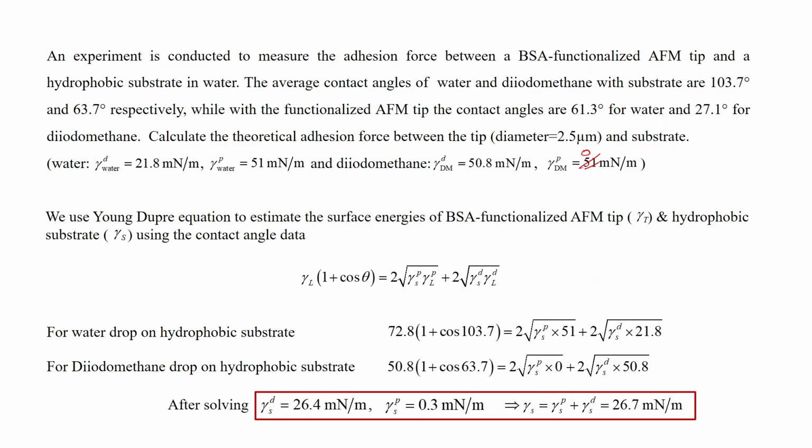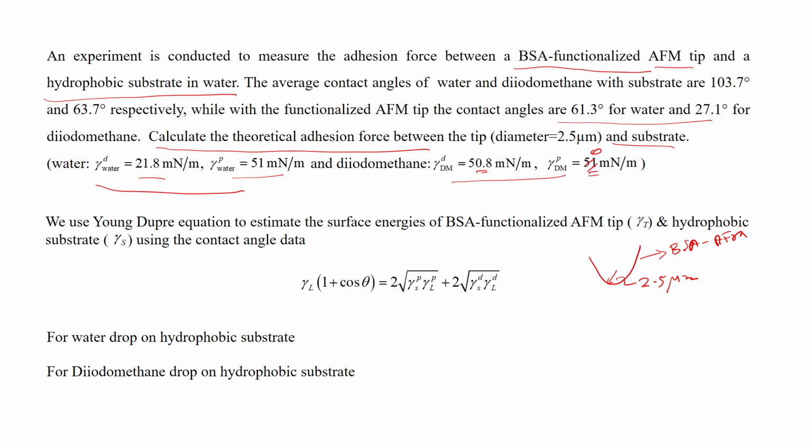So let us see. For this case, gamma L is 72.8 for water, times 1 plus cos theta, where theta is 103.7, is equal to 2 times, and here gamma S^P is not known, so we need to find it out. Gamma L^P is 51 for water.